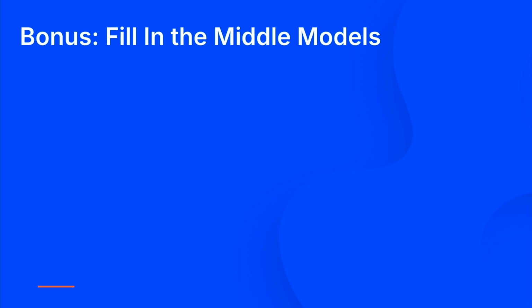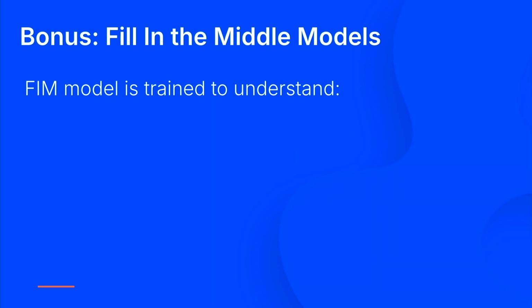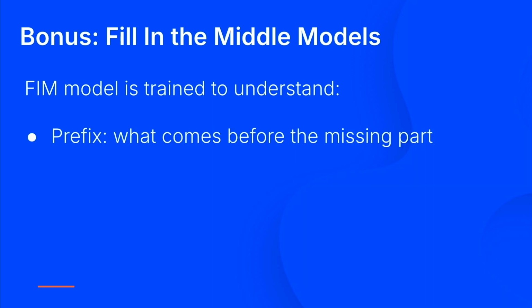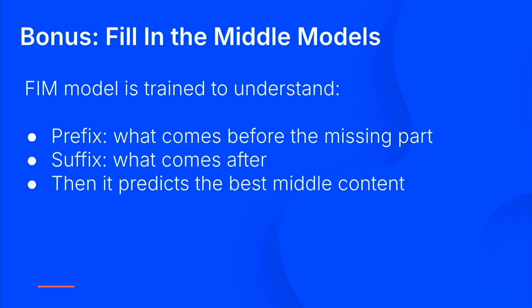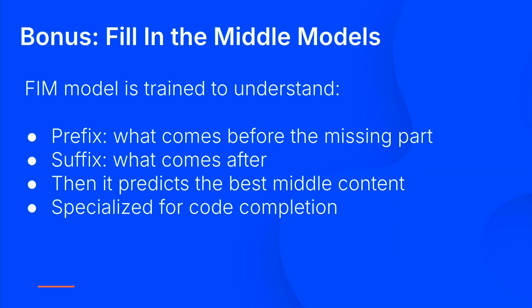Another bonus that they didn't put in there is fill-in-the-middle models, which are very useful for programming, because the FIM model is trained to understand what you put in as the prefix, what comes before the missing part, and what comes after. So you have your prompt for the prefix part, and then the suffix, and the AI will predict what's in the middle part. So it's basically good for code auto-completion.